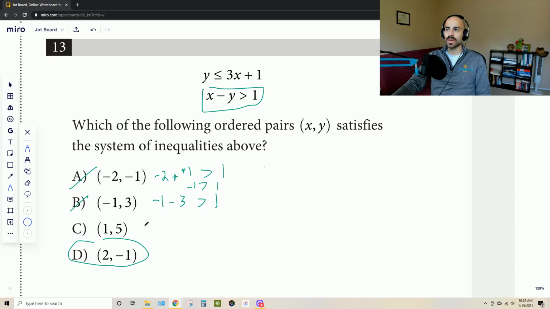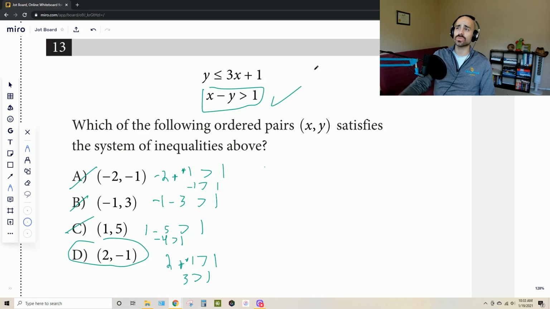And then here we have 1 minus 5, is that going to be greater than 1? And that is not true because that's -4, and that is not greater than 1. So it's definitely not C. And if I plug in for D, I can actually see that 2 minus -1, is that greater than 1? That is, because that becomes 2 plus 1, which means 3 is indeed greater than 1.